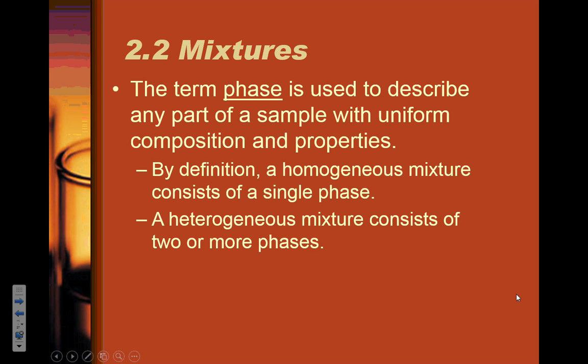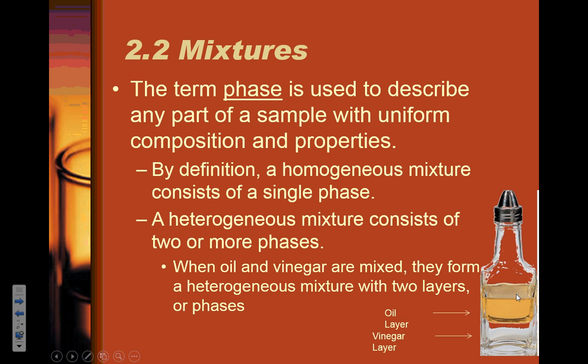Now, when we have a heterogeneous mixture, because it's not uniformly mixed together, we're going to have regions within that have uniform composition. So a heterogeneous mixture is going to be composed of two or more phases. A good example of this for a heterogeneous mixture would be vinegar and oil, like in salad dressing. No matter how you shake it, once you stop shaking it, it's going to separate into an oil layer and a vinegar layer. And within the oil layer, you have a uniform composition. Within the vinegar layer, you have a uniform composition. So we have two different phases that this heterogeneous mixture separates into.